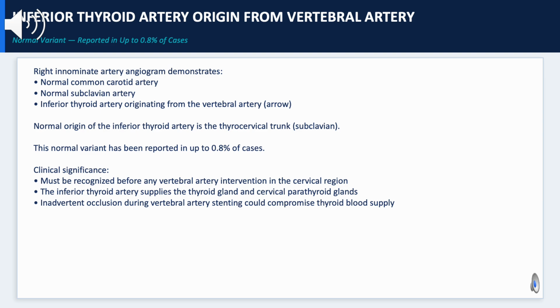Vertebral artery stenting for stenosis or vertebral artery sacrifice during vertebral aneurysm treatment could inadvertently occlude the inferior thyroid artery origin at the vertebral, compromising thyroid and parathyroid blood supply. Hypothyroidism and hypoparathyroidism following vertebral artery intervention have been reported in the context of this variant. Pre-procedure review of cervical anatomy on CTA is recommended before any vertebral artery intervention.